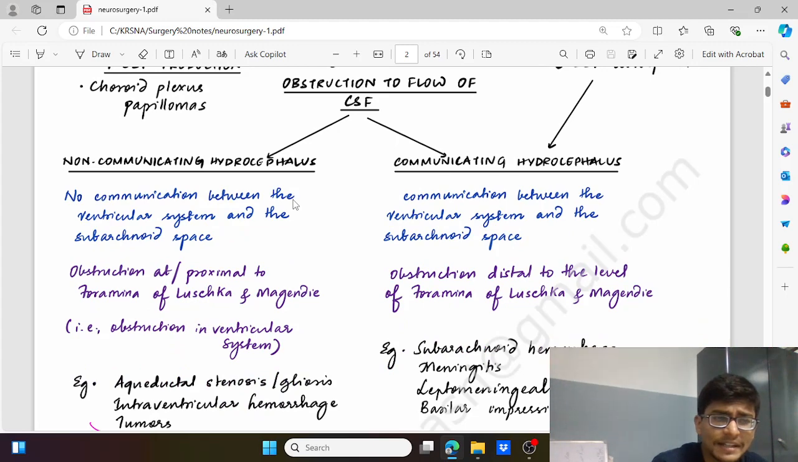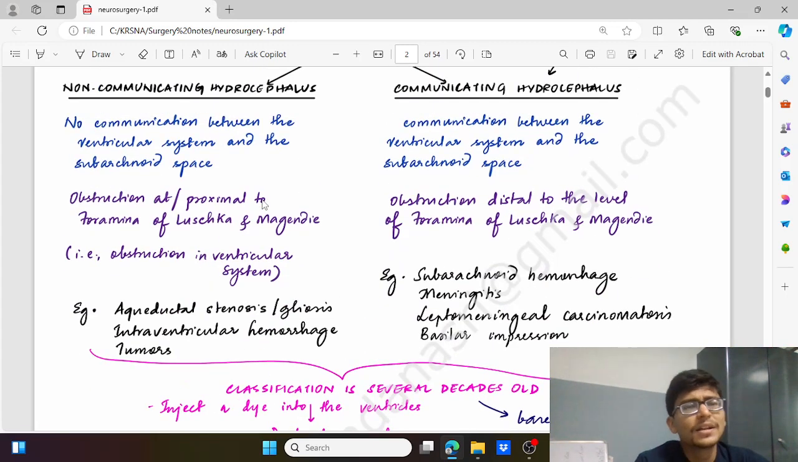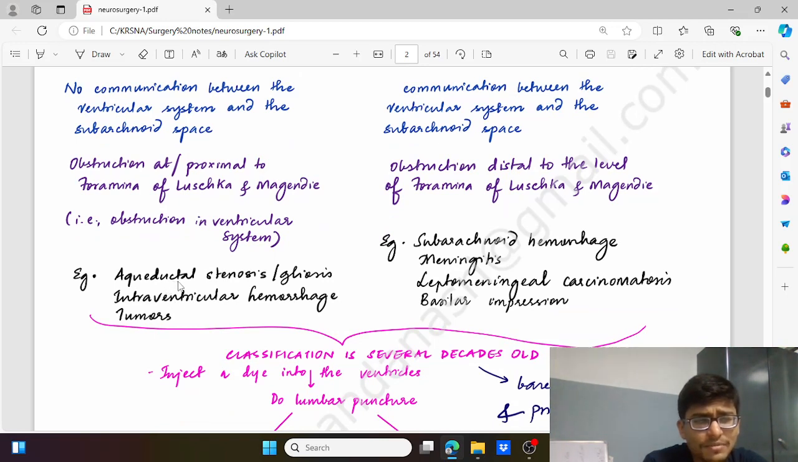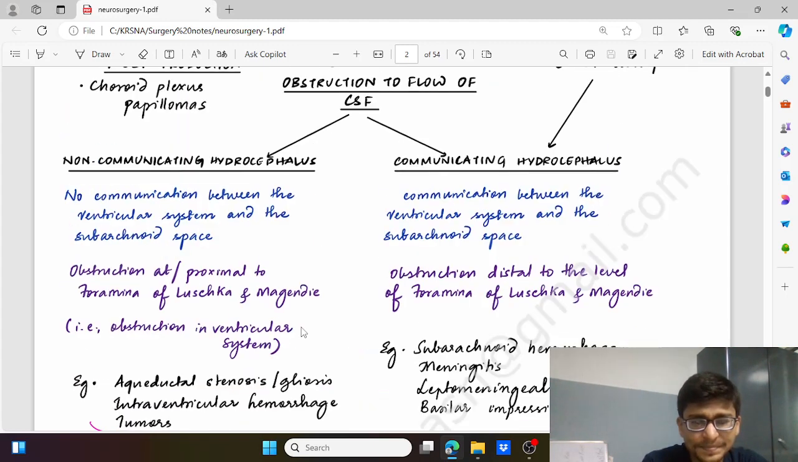Now we'll see in detail about non-communicating and communicating hydrocephalus. Non-communicating hydrocephalus is when the communication is lost between the ventricular system and the subarachnoid space. It could be due to obstruction at or proximal to the foramen of Luschka or Magendie, like obstruction in the ventricular system. The examples would be aqueductal stenosis or gliosis, intraventricular hemorrhage or tumors.